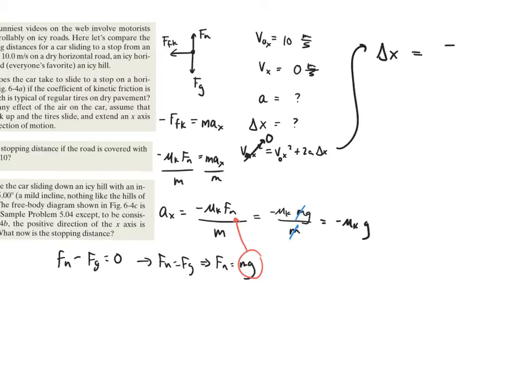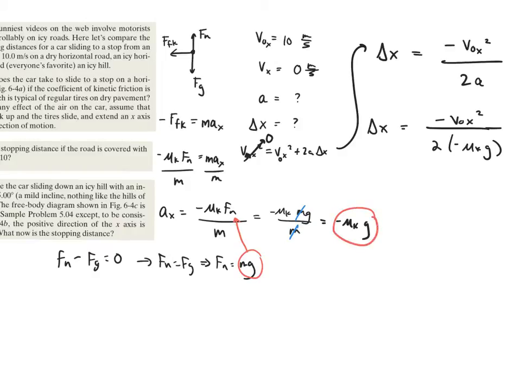Delta x is going to equal negative V0x squared all over 2 times a, where a, if we recall from the last line just now, was the following. So again, I'm taking this right here, which is equal to a, and I'm plugging it into that equation right there.